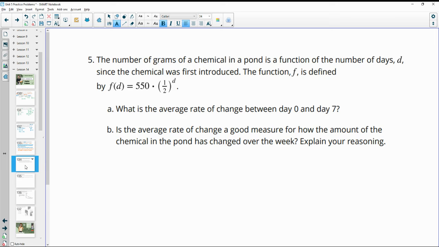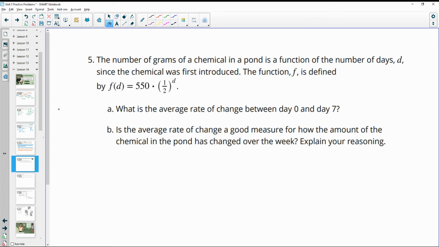Number 5, the number of grams of a chemical in a pond is a function of the number of days since the chemical was first introduced. The function is defined as f of d equals 550 times 1/2 to the d. What is the average rate of change between day 0 and day 7?